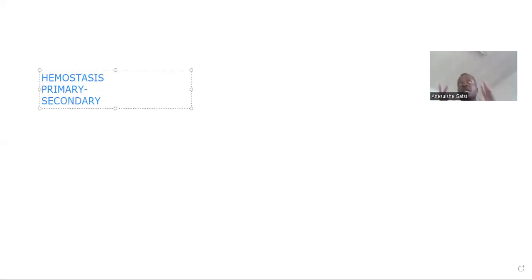So for the secondary hemostatic plaque, you're thinking about clotting factors. So there's an intrinsic pathway and an extrinsic pathway. The intrinsic pathway and the extrinsic pathway will converge at a common pathway. So I'll try to draw this to make it simple. So I'll start with the intrinsic pathway.